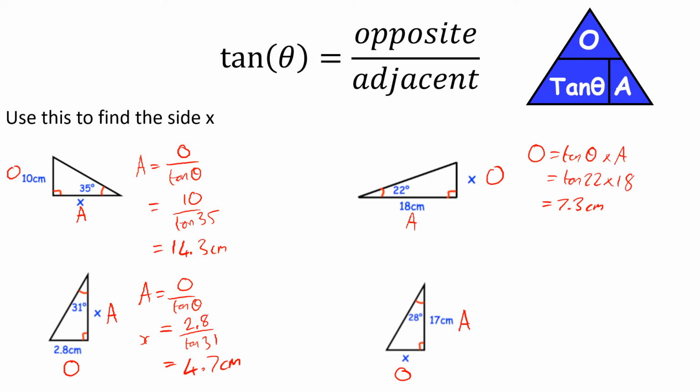And for the very last one, we want to find the opposite, so we're going to go again tan theta times adjacent. That means that we're going to do tan of 28 times 17. That gives us just 9.03, so 9.0 to one decimal place centimeters. Okay, hopefully that's getting a bit samey now because it is always that same method.